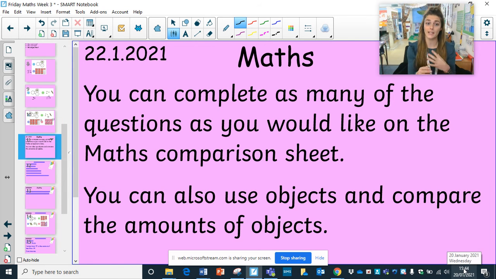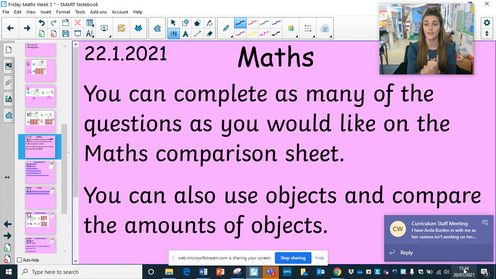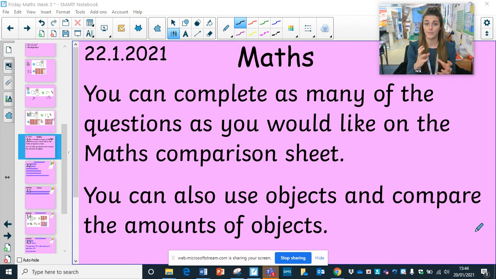Okay, so you can complete as many of the questions as you like. So you can do the ones on the slide that we've done together. And then there's also a maths comparison sheet that I've attached to the website and to the Sway. So you can work through those if you like and do as many as you like. Remember I said what you can do is you can compare, okay, by writing the numbers, how many more, how many less, and then putting them in order if you'd like to.